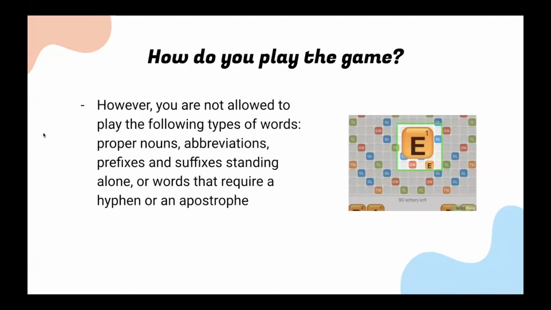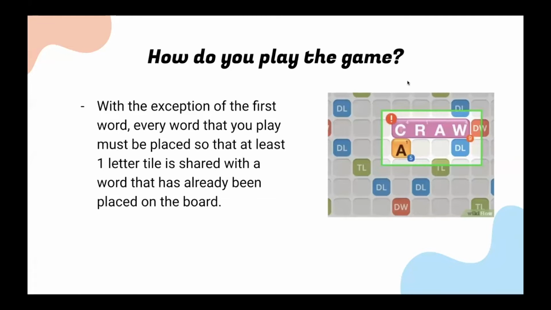However, you are not allowed to play the following types of words: proper nouns, abbreviations, prefixes and suffixes standing alone, or words that require a hyphen or an apostrophe. With the exception of the first word, every word that you play must be placed so that at least one letter tile is shared with a word that has already been placed on the board. So on the right-hand side, we can see an example of this with the word cross.